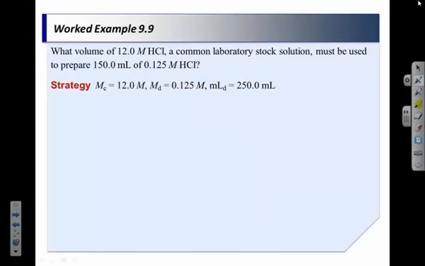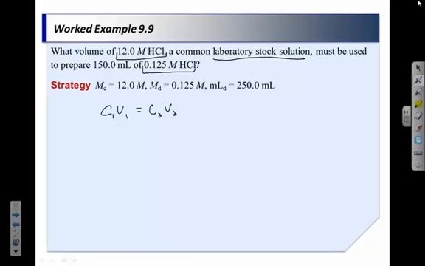Here's another example. Here we have 12 molar HCl, which is usually the concentration it comes in if you're going to buy HCl. We want to know how much of that solution I need if I want the HCl to be more dilute, at a lower concentration. It doesn't say more dilute, but when I see that I'm going from a high concentration to a low concentration, usually that means that I'm adding just water to dilute it down. So I would use the formula.